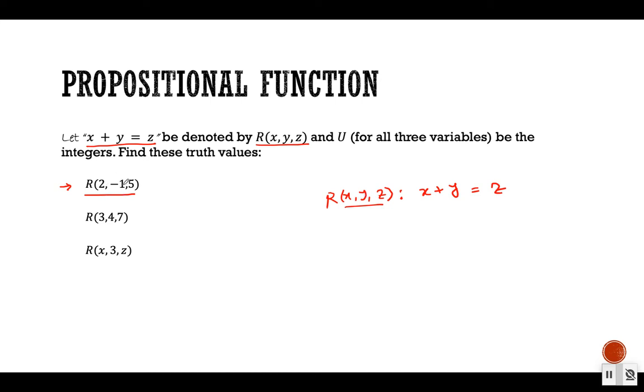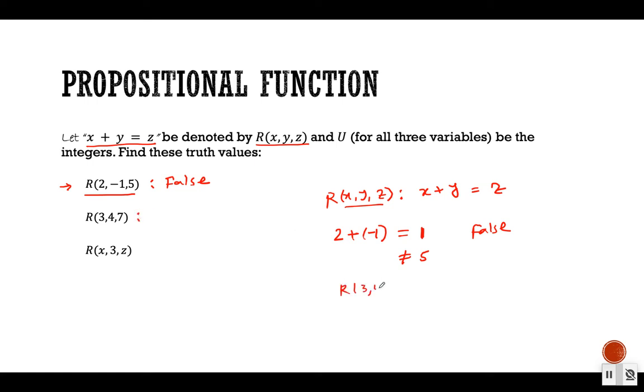So if r2 minus 1 5, in that case x is 2, okay, plus minus 1, what is the value? That should be 5. Okay, so here 2 minus 1 becomes 1. So that's actually false. That's not equal to z, meaning that's not equal to 5, so this one's false. So this is a proposition and the truth value is false. Okay, now what about this one?